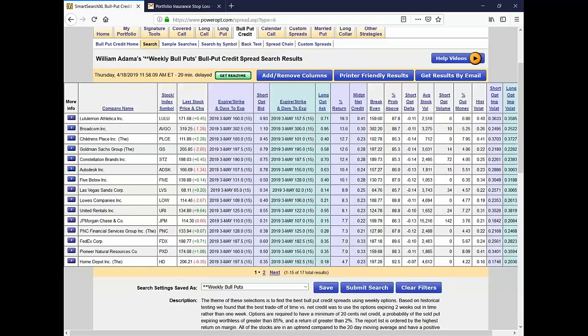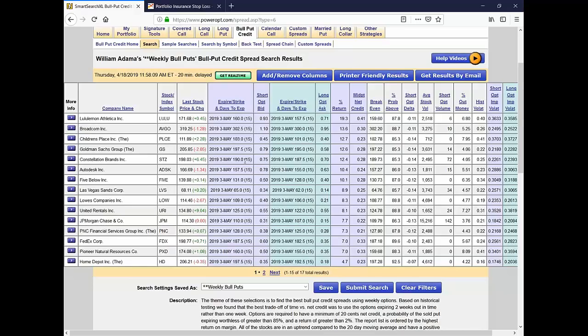Net credit was closer to maybe 8 cents, 7 cents. Now, it doesn't sound too bad. You say, hey, I can just make it up by trading more contracts. But with using a 2-point spread or 2.5-point spread or a 5-point spread, if you're only collecting 8 or 9 cents, eventually you will have losses.